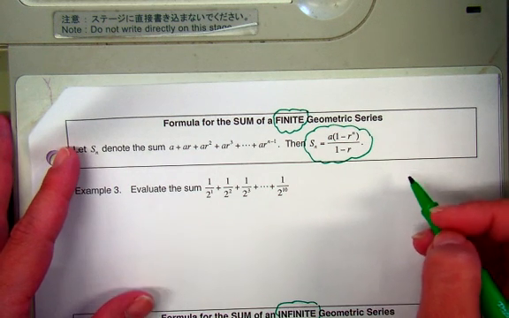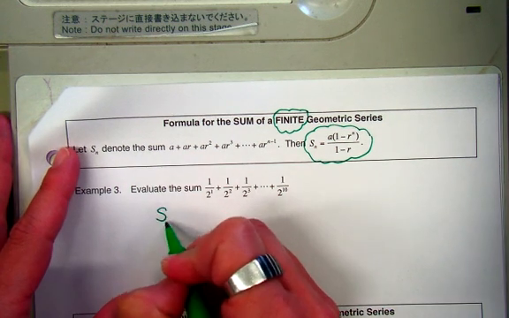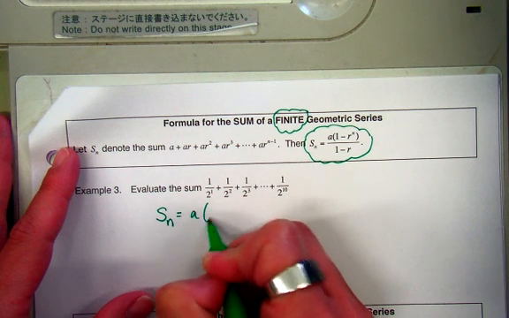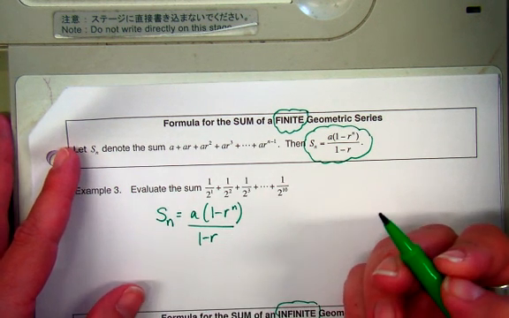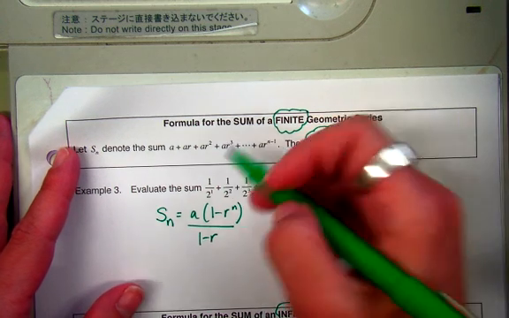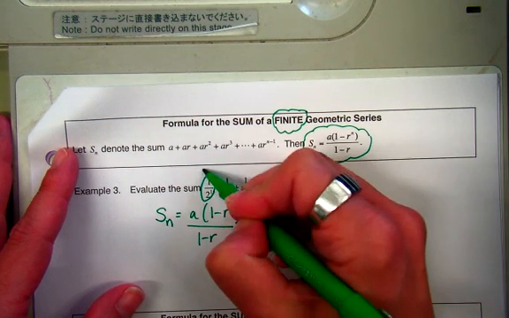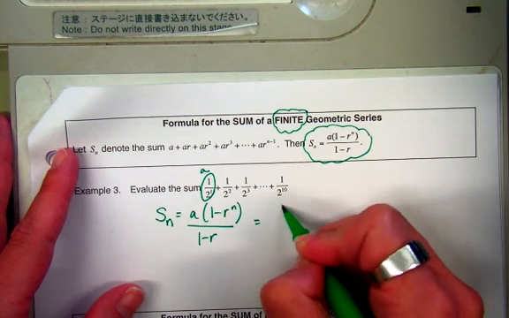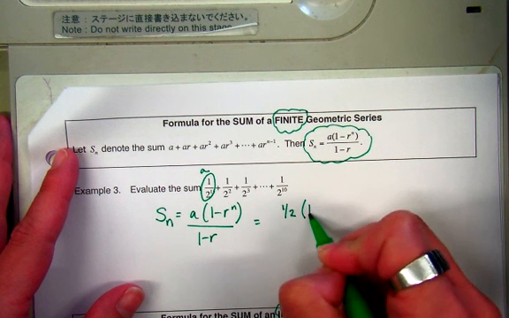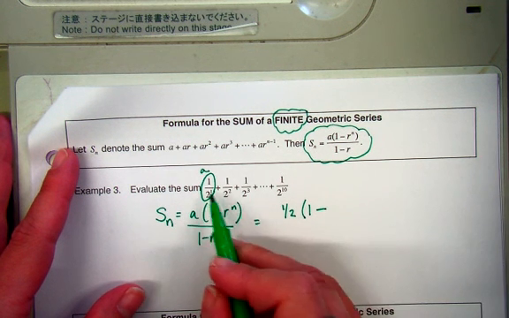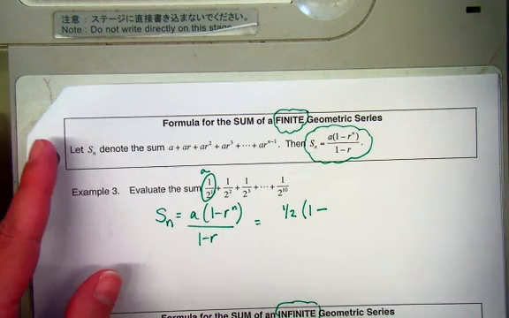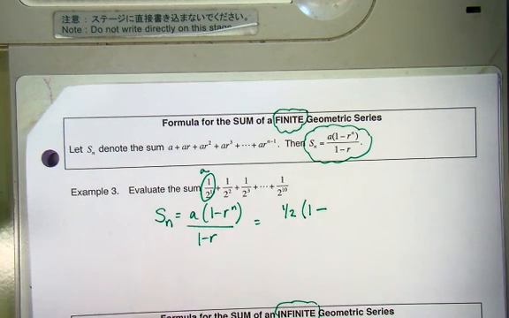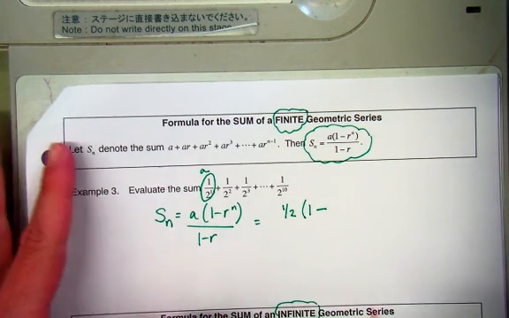So for this one, again, S sub n equals a times 1 minus r to the n over 1 minus r. Well, what's my a? That's pretty easy. A is just my first term. So a is just 1/2. 1 minus r to the n. Well, what's r to the n? Well, what's r, first of all? Right? What's r? Well, let's see.